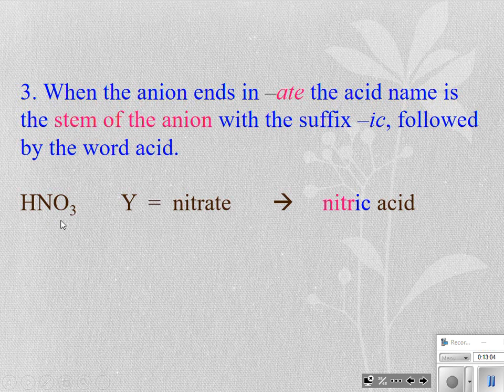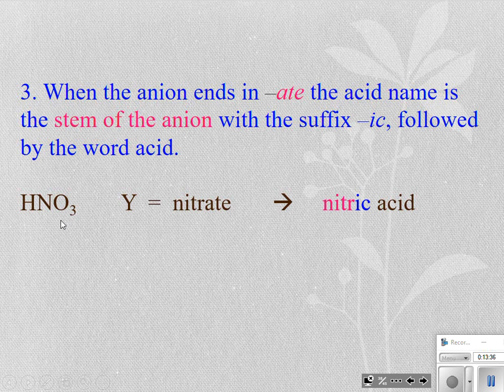NO3 is nitrate with a 1- charge. I look at nitrate, I know that the ATE drops, and I put an IC instead. So this is nitric acid. Nitric acid.